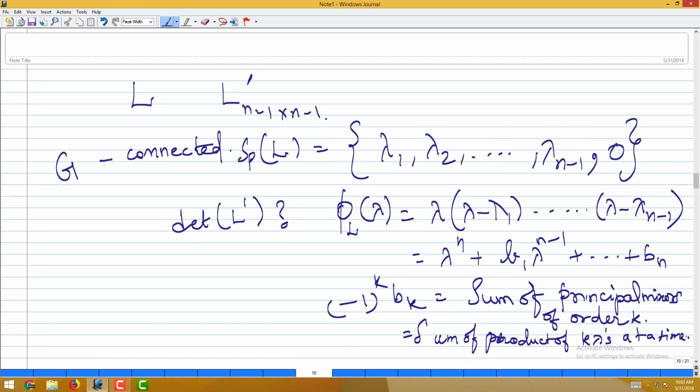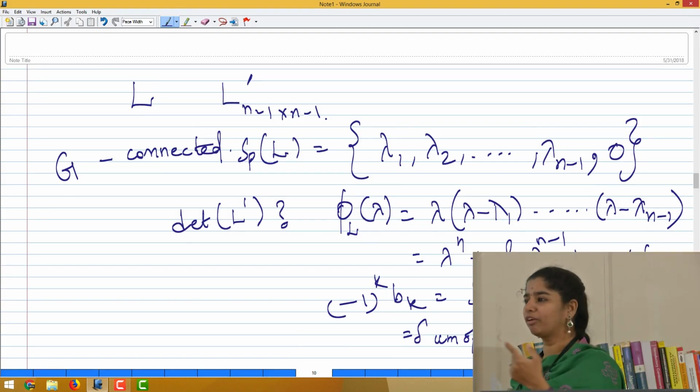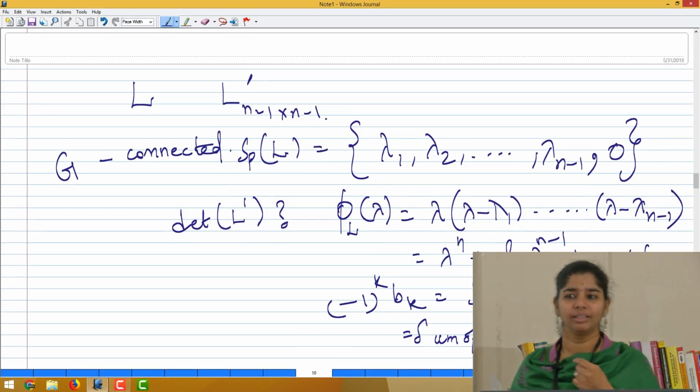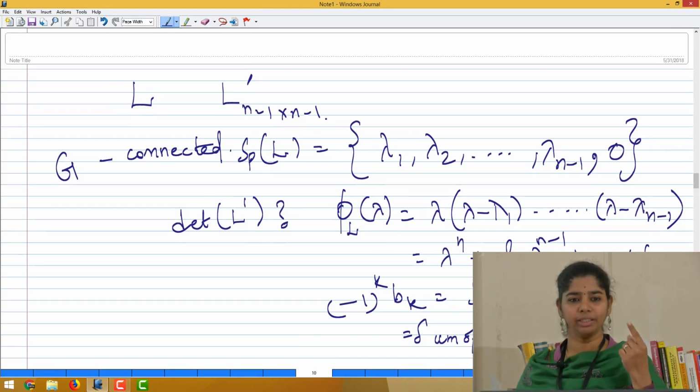Right. So, if I want to talk about the determinant of L prime, that means that I am looking at an n minus 1 by n minus 1 submatrix. So, here if I look at n minus 1 lambdas at a time, if I talk about b n minus 1, when my k is equal to n minus 1, what will I get? How many possibilities are there? Product of n minus 1 lambdas at a time. There is only one possibility, that is what I am trying to look for, whether you guys have captured that part. What is that one possibility?